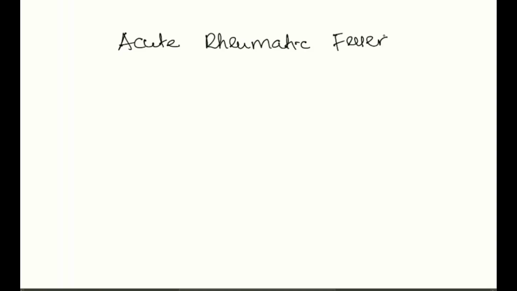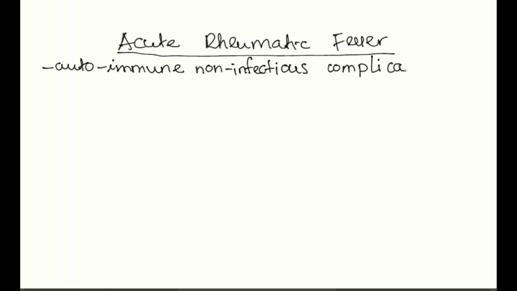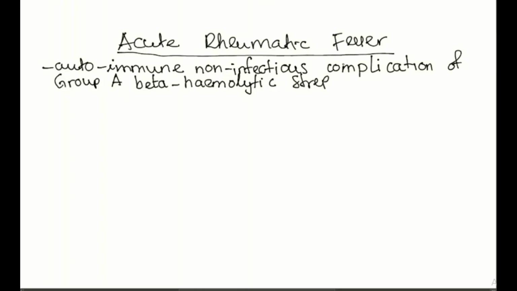Today we will be talking about acute rheumatic fever. Acute rheumatic fever is an autoimmune non-infectious complication of group A beta hemolytic strep infection. It's called beta hemolytic because it completely lyses the red cells.